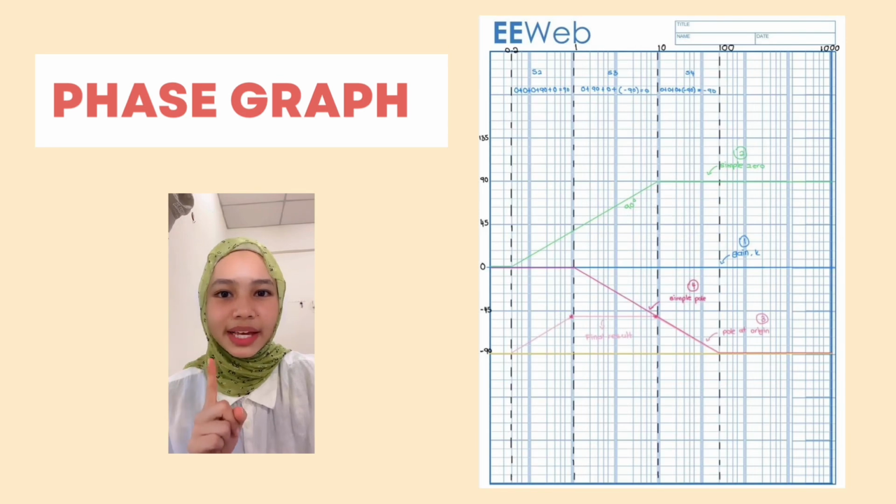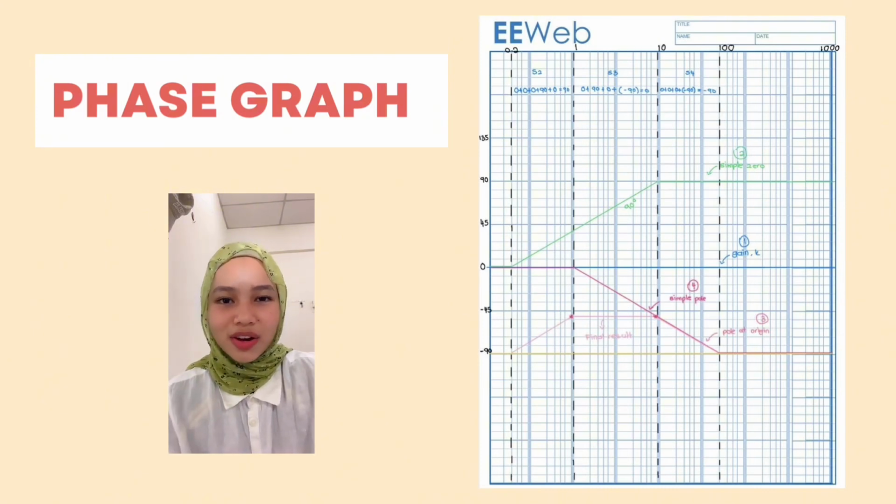First, gain K. The phase for constant gain K remains at 0 degrees across all frequencies, resulting in a flat line on the graph. Second, simple zero. For the simple zero, the phase begins to increase 1 decade before its break frequency and reaches 90 degrees, forming an upward slope.